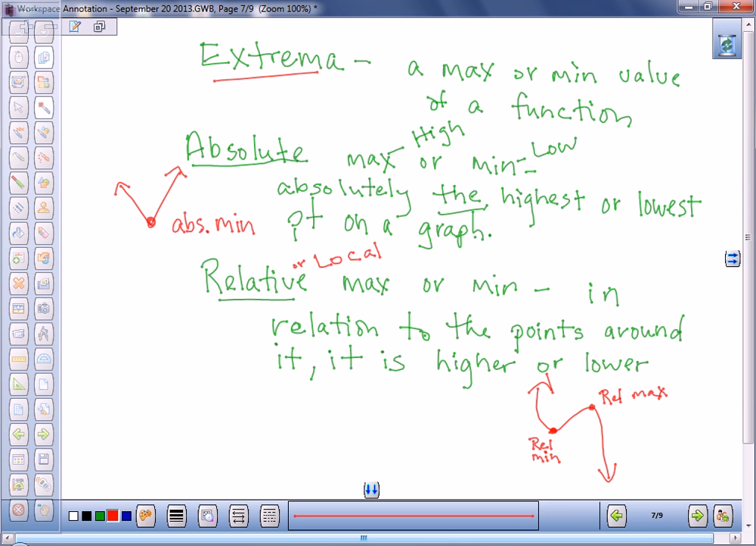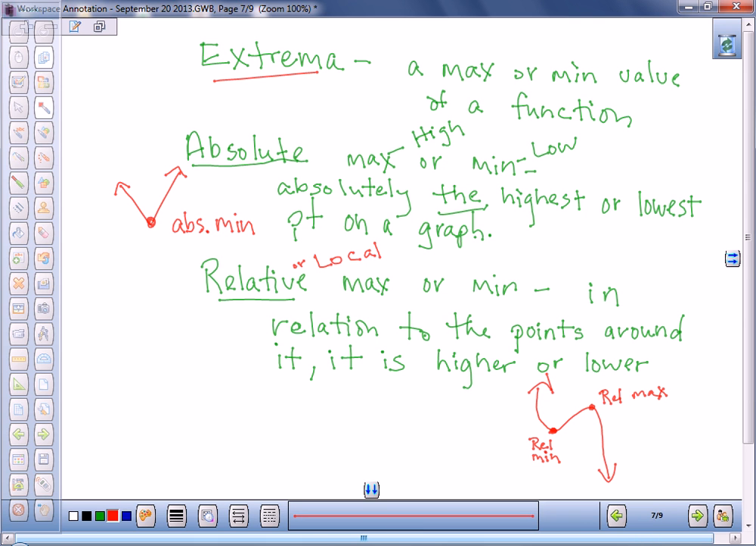Now, on your end of course test, I don't think they're going to classify them. I think they're just going to ask you for the extrema function or any maximums or minimums. You wouldn't have to worry about specifically saying it's an absolute, because an absolute is absolutely the highest or lowest point on the graph. A relative is just in relation to the points around it. It's either higher or lower. Another word they can use for relative is local. So if looking in this local area, it is the lowest point.